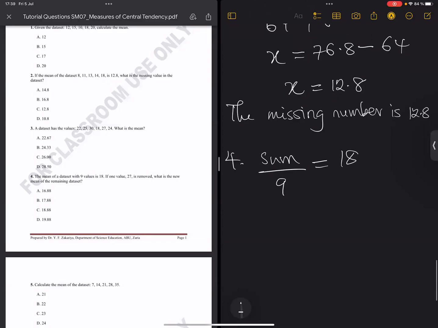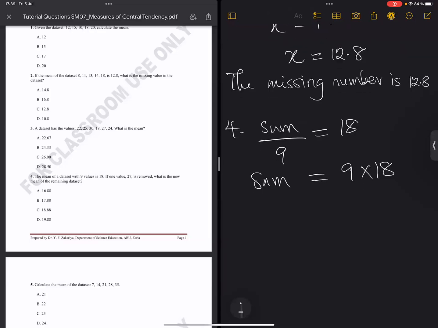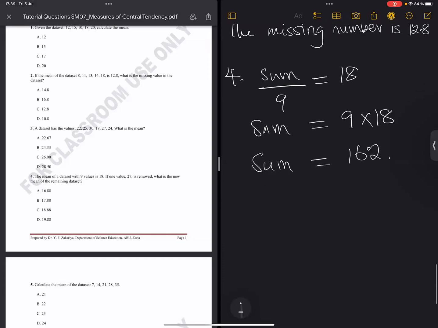So from here, we can say sum is actually equal to 9 times 18. I'm still interpreting only the first sentence. Then what is 9 times 18? 162. So sum equals 162. We are through with the first sentence.